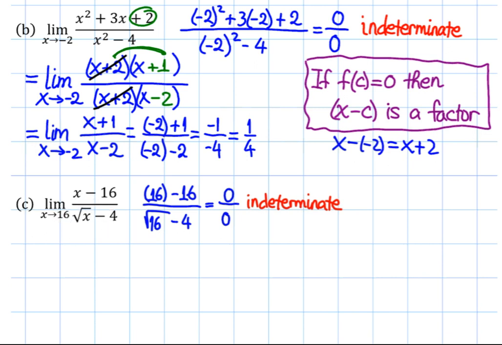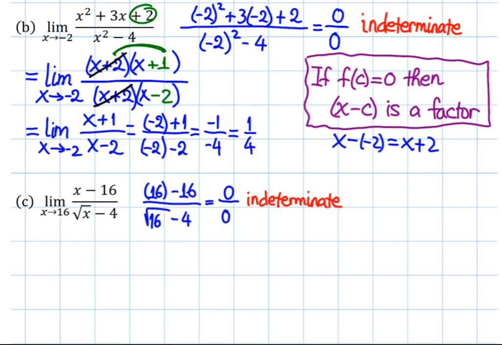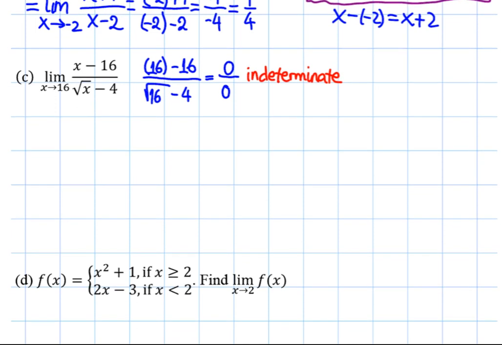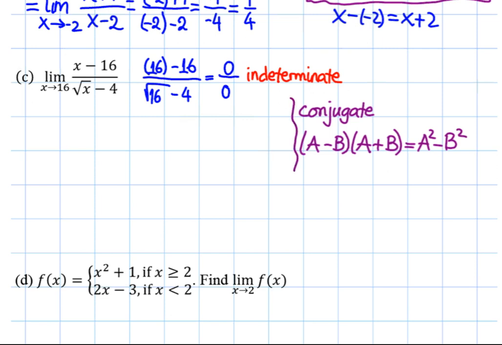So if we have the square root, we try to get rid of that. A way to do that is to multiply by the conjugate. So if we have a minus b times a plus b, that would be a squared minus b squared. So doing this, we can get rid of the square root.